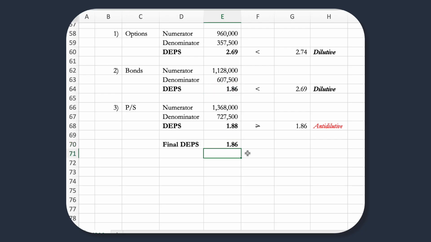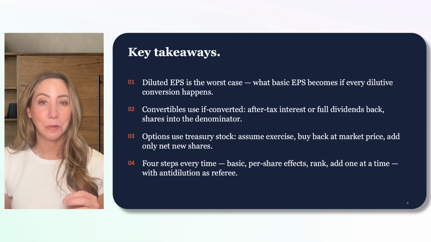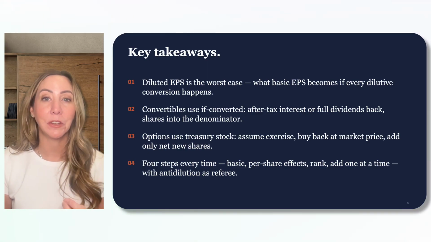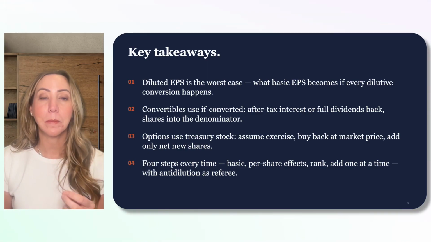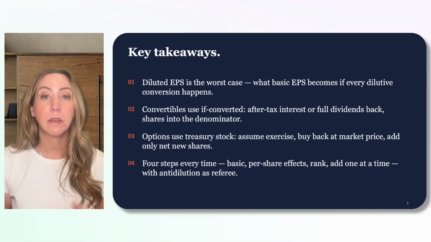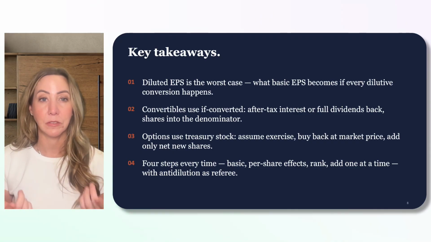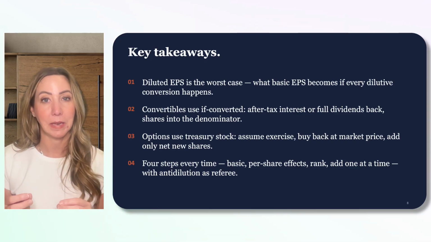If you apply this methodical approach to every problem, you'll always arrive at the correct number. To wrap up, diluted EPS is the worst case scenario. What is the absolute lowest that EPS could go if everything that could happen did happen? Calculate the per share effect of all potentially dilutive securities using the appropriate method. Convertible securities use the if converted method. If these securities were converted, what happens to the numerator and denominator in the basic EPS calculation?